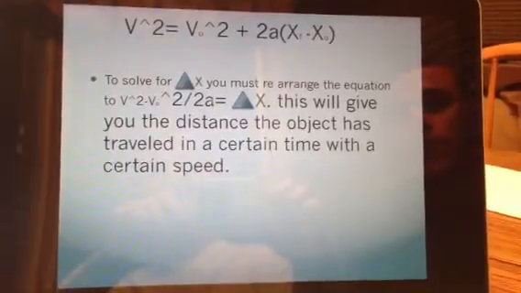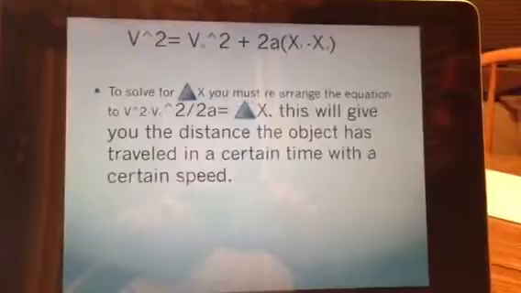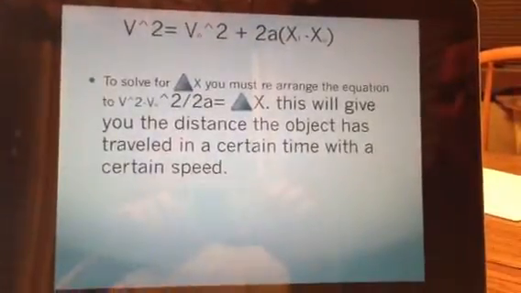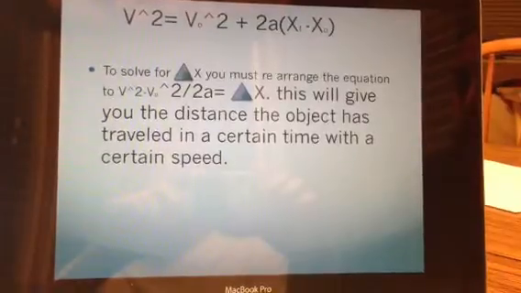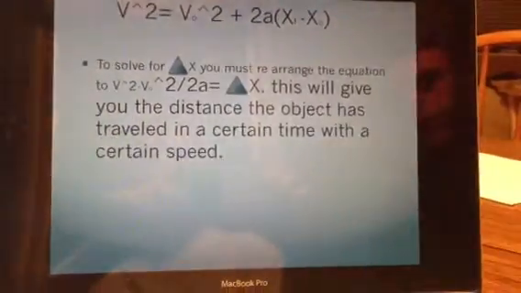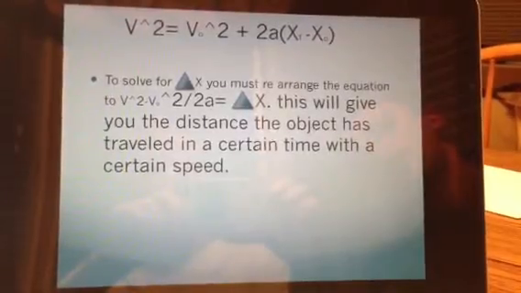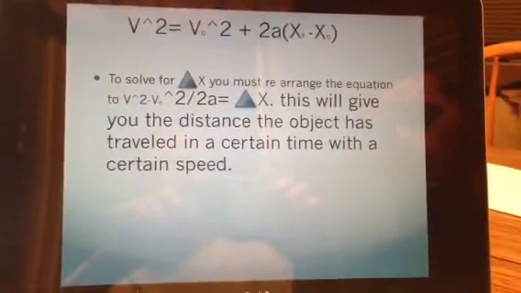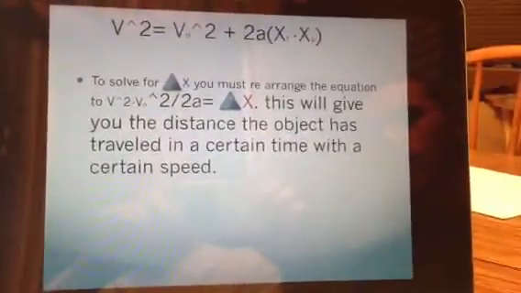v squared equals v naught squared plus 2a delta x. Alright. In words, to solve for delta x, you must rearrange the equation to v squared minus v initial squared, and then divide that by 2a, and that gives you the delta x. This will give you the distance the object has traveled in a certain time with a certain speed.